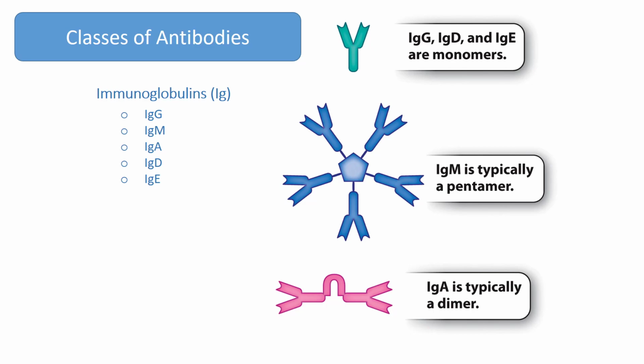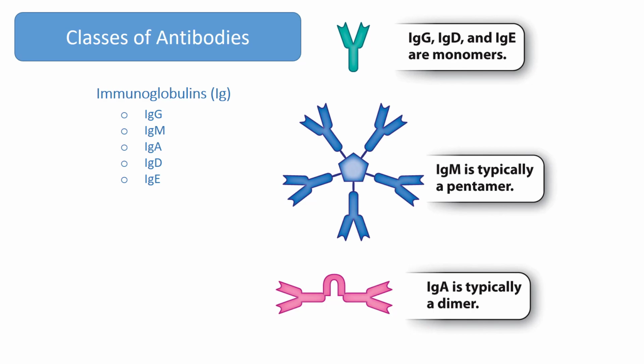Immunoglobulin A is usually a dimer consisting of two antibody molecules linked by a joining chain. It is the major antibody on mucosal surfaces, such as those of the respiratory, gastrointestinal, and urinary tracts. It helps to protect mucous membranes from infection. It is also present in secretions, including tears, saliva, and breast milk.